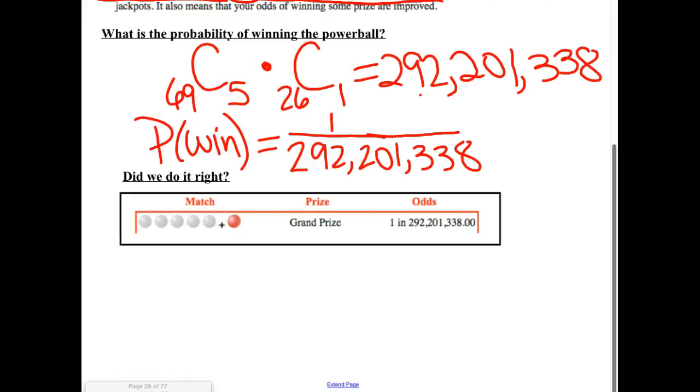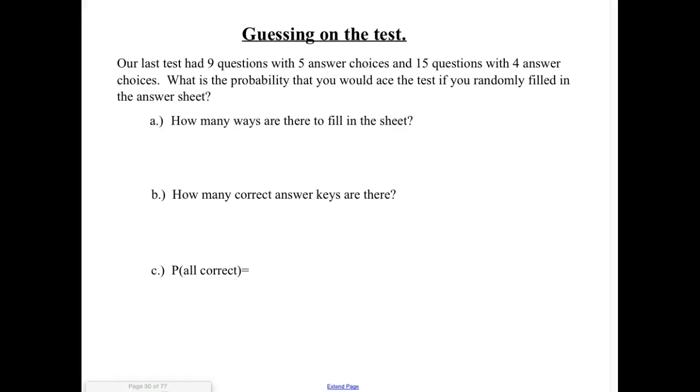We want to get things right on our test, so guessing on the test. So this time, you have 9 questions, and there are 5 answer choices, and 15 of the questions with 4 answer choices. What is the probability that you ace this test if you randomly filled in the answer sheet?